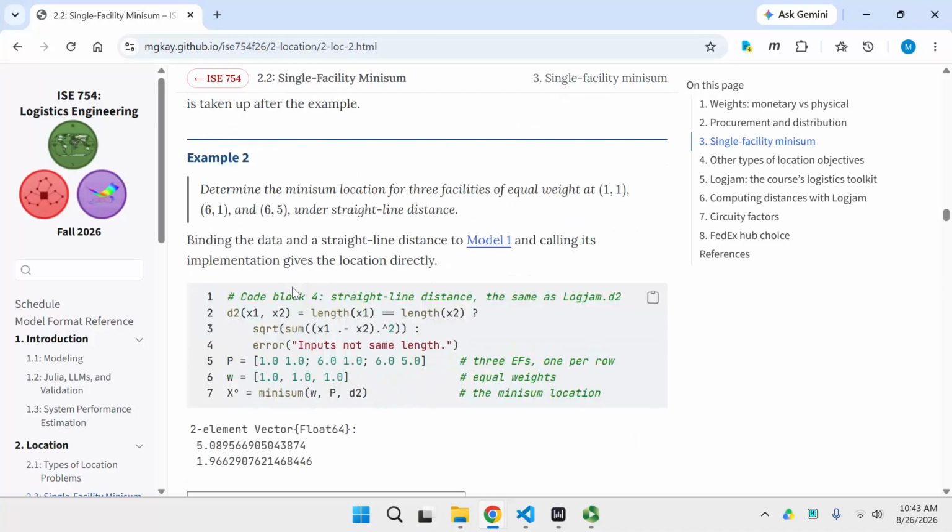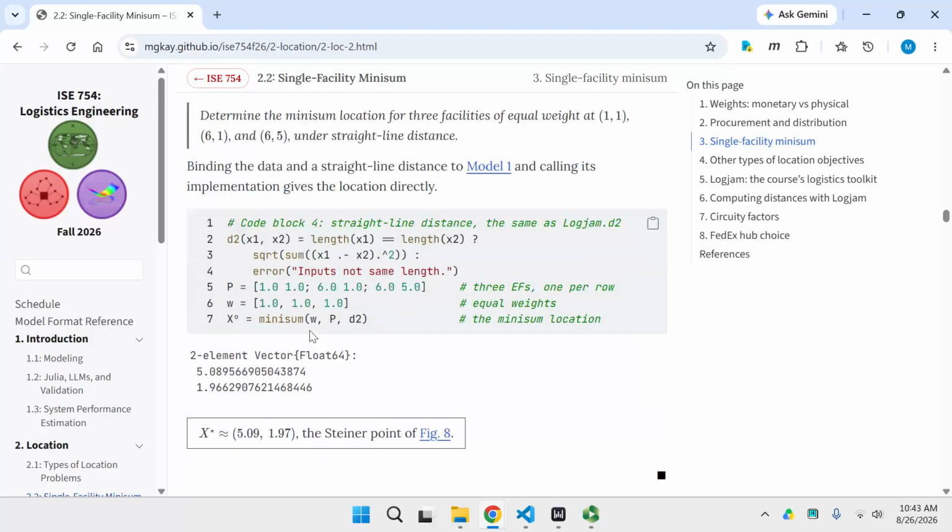Example 2 shows that for the Fermat problem, instead of having to just visually look at where the optimal is, we can use our same Minisum function that we've defined, solve it, and get the same optimal location as shown for the point in figure 8.